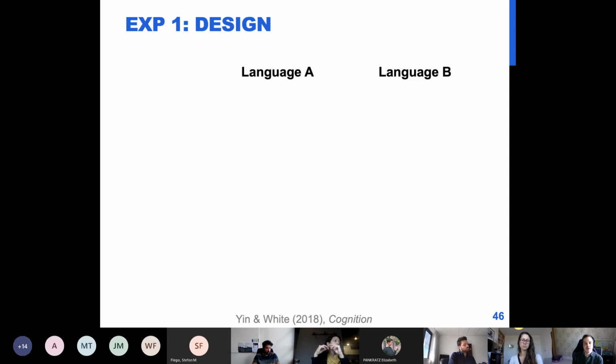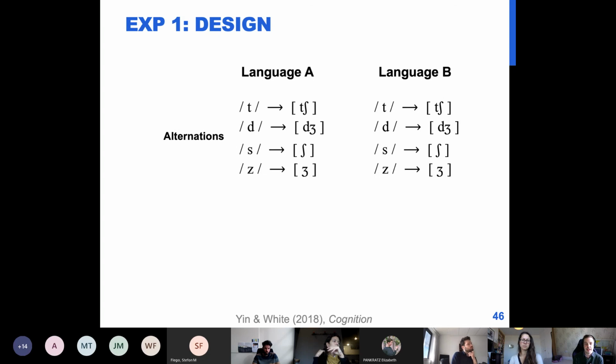Okay, we had two languages in this study. And in both languages, people learn the exact same set of alternations, so the same set of rules in both languages. I think the design of the study is maybe my favorite design in any study that I've run. Sorry, Alex, I love our experiment as well, but I think this is my favorite. I think this is a very beautiful design, an example of counterbalancing.